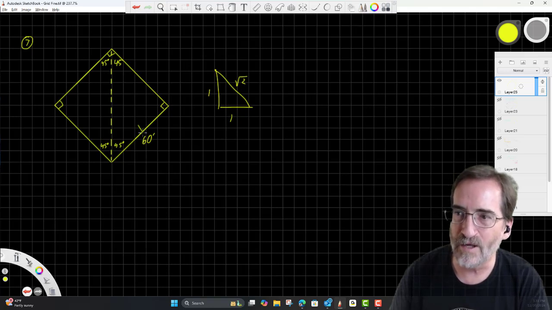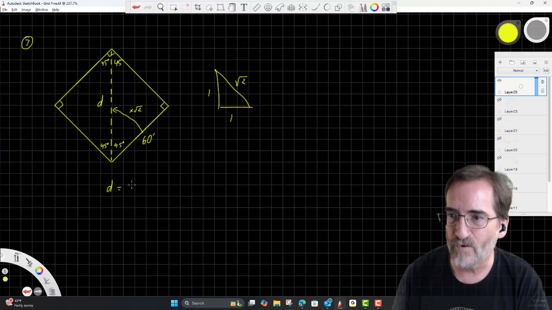So if I know a leg, then to get the hypotenuse, I multiply by root 2. So the distance of the throw, we'll call this D, is 60 root 2. And it is that simple.